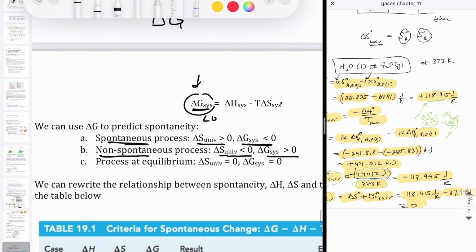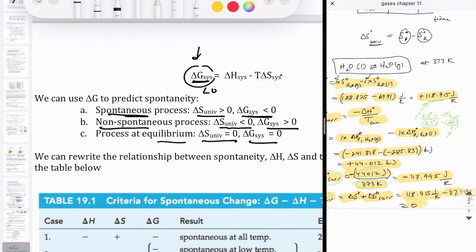when the reaction is non-spontaneous. What about when a reaction reaches equilibrium? We had discussed earlier that that means the delta S of the universe is equal to 0. If that number is 0, then the delta G of the system is also 0. So both numbers equal 0 tells us that we are at equilibrium.